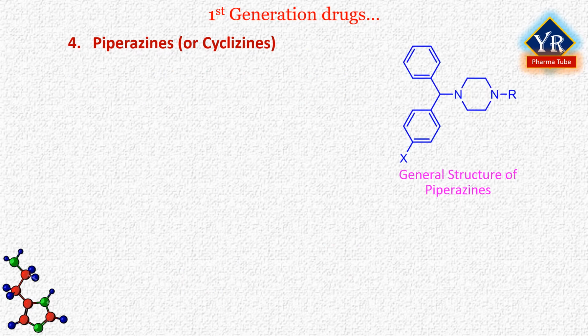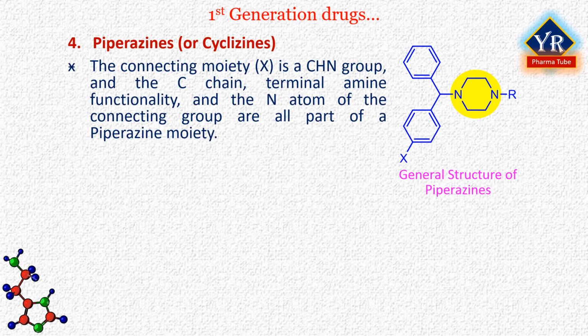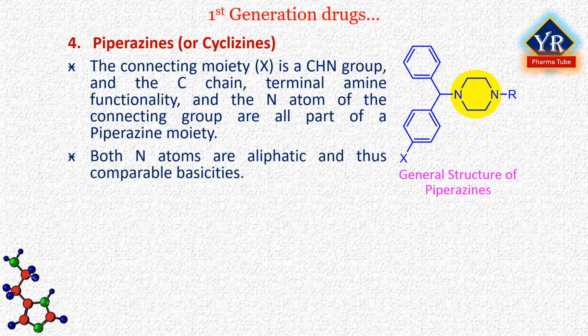Number 4. Piperazines or cyclizines. They are related to both the ethylenediamines and the benzhydryl ethers of ethanolamines. However, the connecting moiety X is a CHN group, and the carbon chain, terminal amine functionality and the nitrogen atom of the connecting group are all part of a piperazine moiety. Both the nitrogen atoms in these compounds are aliphatic and thus display comparable basicities.